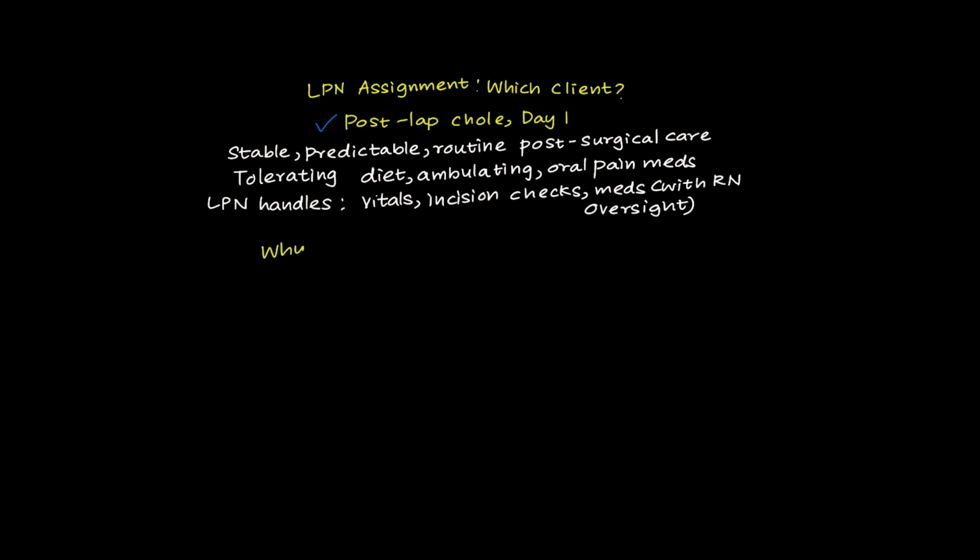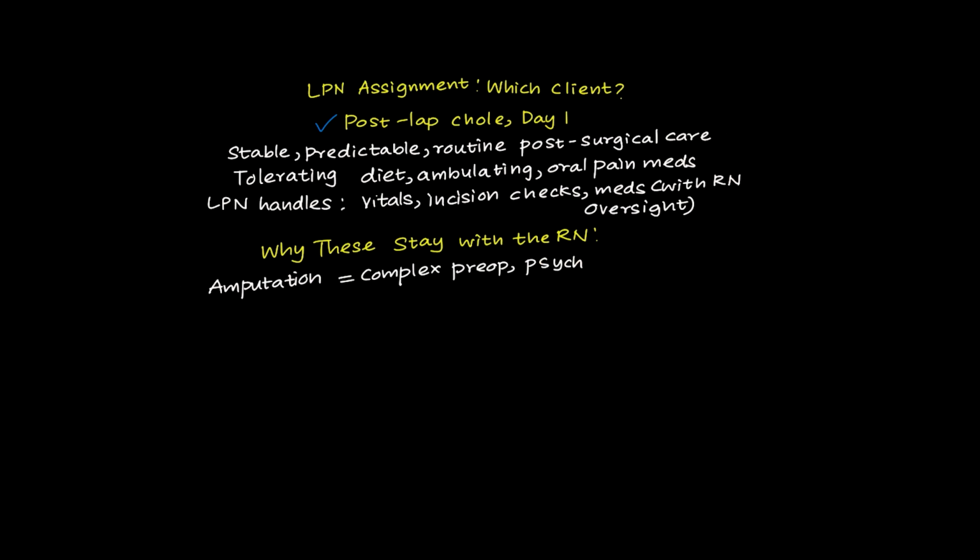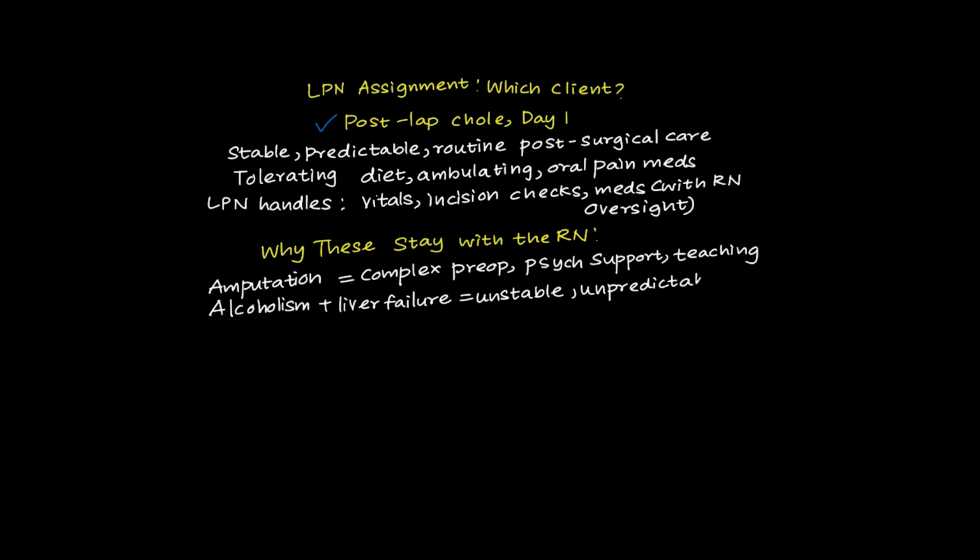The amputation client? Complex preoperative needs including psychological support, detailed surgical preparation, and teaching about post-op expectations. That requires RN-level assessment and planning. Alcoholism with hepatic failure. Unstable and unpredictable. Liver failure means coagulation problems, potential encephalopathy, electrolyte chaos, and risk of GI bleeding. The RN needs to be on top of that.